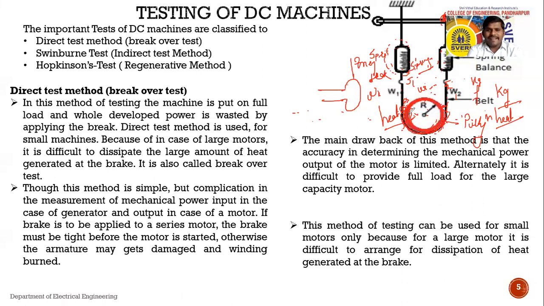So this is a simple method, but there is some complication in the measurement of mechanical power, that is, the output power. So see, can anyone tell me the formula for P out? What is the formula for P out? Calculation of output power. We have solved some problems related to that also. What is the formula for the output power developed by the machine or motor?